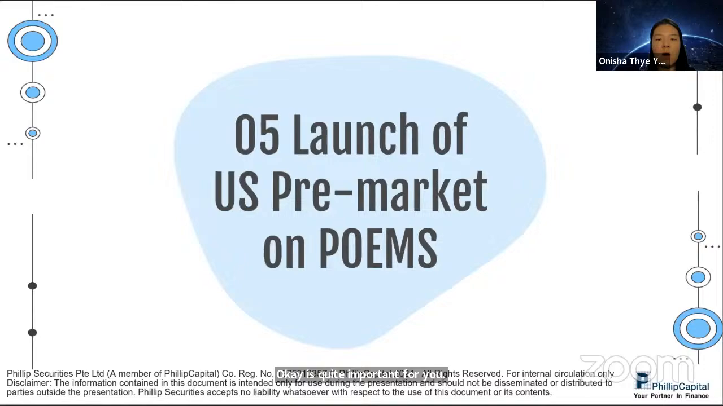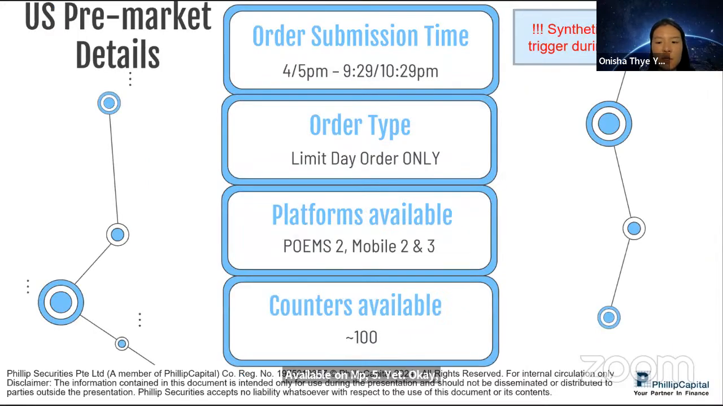On a side note, for our launch of US pre-market on POEMS, do know that pre-market is not available on MT5 yet. This is mainly on POEMS. Here are some of the details. The order submission time is 4 or 5 p.m. to 9:29 or 10:29, depending on daylight savings. The order type is limit day order only. Platforms available are POEMS 2, Mobile 2 and 3. For MT5, we are still looking at enabling it.